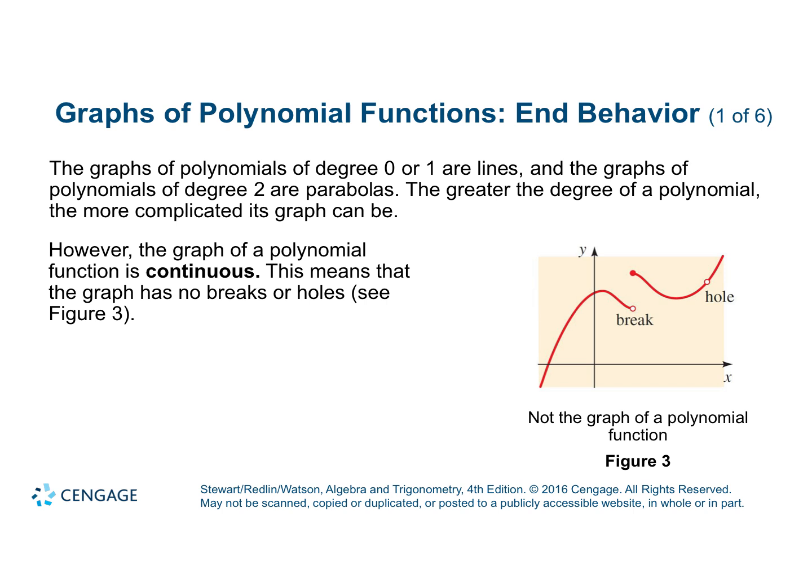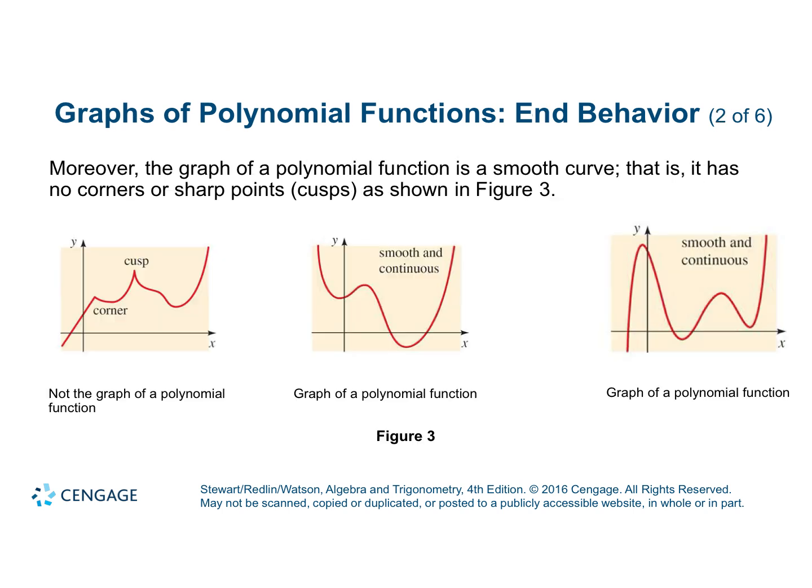However, the graph of a polynomial function is continuous. This means that the graph has no breaks or holes. So this and this wouldn't happen. They're going to be one continuous smooth line. So this would not be the graph of a polynomial function.